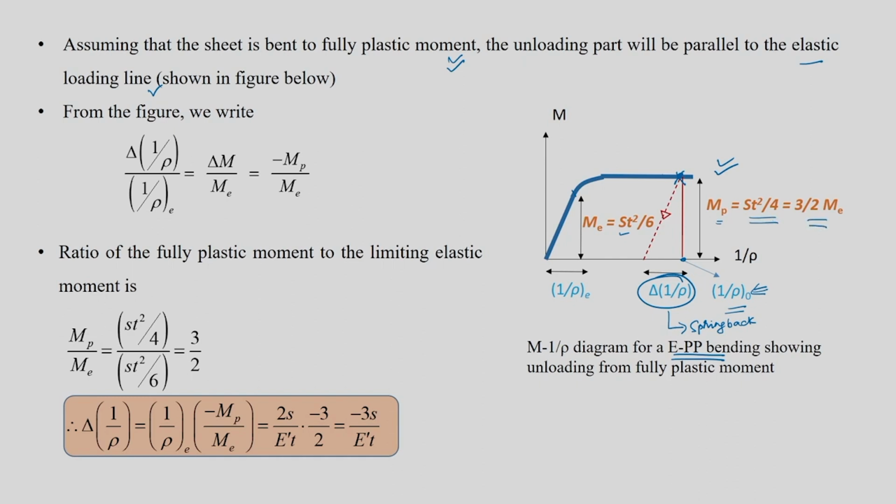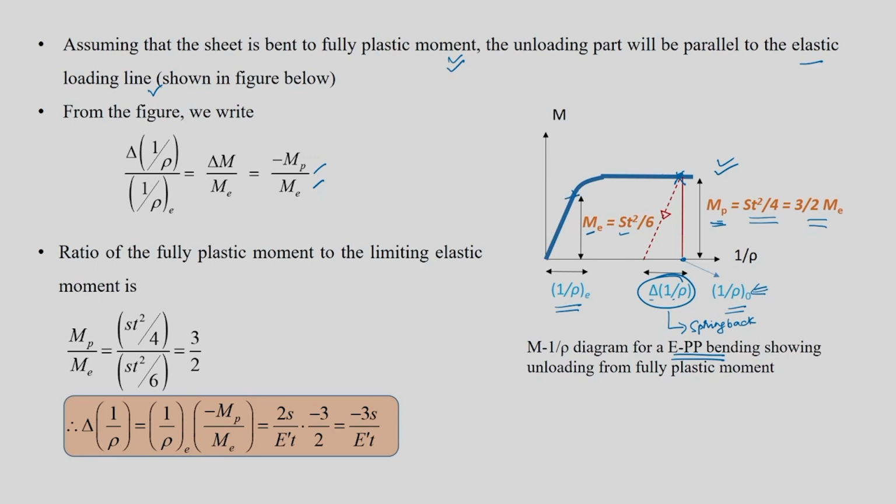Okay. So now from this figure I can directly write this del 1 by rho divided by 1 by rho e will be equal to My minus Mp divided by My minus Mp divided by Me. Okay. So similar triangle, that particular concept we can use, del 1 by rho divided by 1 by rho e is nothing but My minus Mp divided by Me, up to this particular stage.